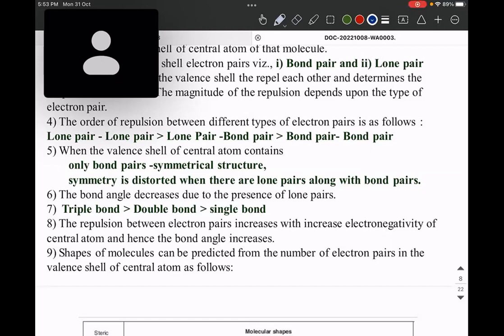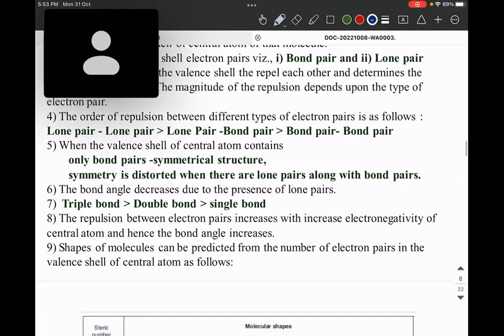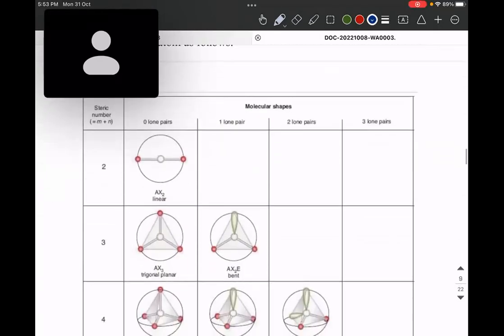A central atom which contains more lone pairs has a reduced bond angle. Why does it get reduced? Because the lone pair occupies more space than the bond pair. That's why the bond angle gets decreased. So when you have only 2 electron pairs, it becomes linear. Even if among the 2 electron pairs, one is the bond pair and another is the lone pair, you will get a linear shape. There is no doubt about it.